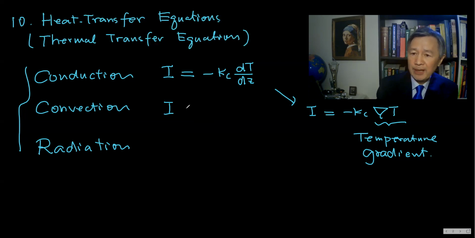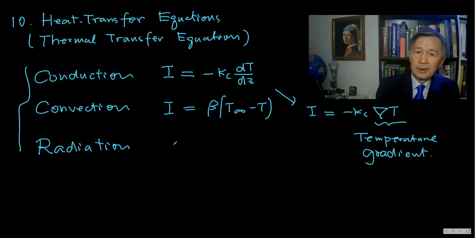Again, we would expect that the intensity of convection is proportional to a constant. Let's write this constant as h, not the Planck constant, or call it beta for convection. And then there is also the temperature difference, delta T, between the surface temperature and the temperature at a distance. Take the temperature of the surface.